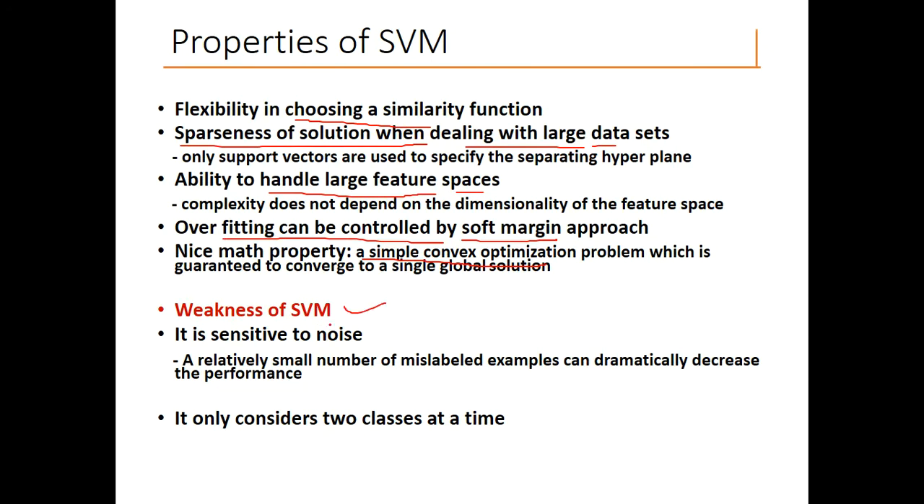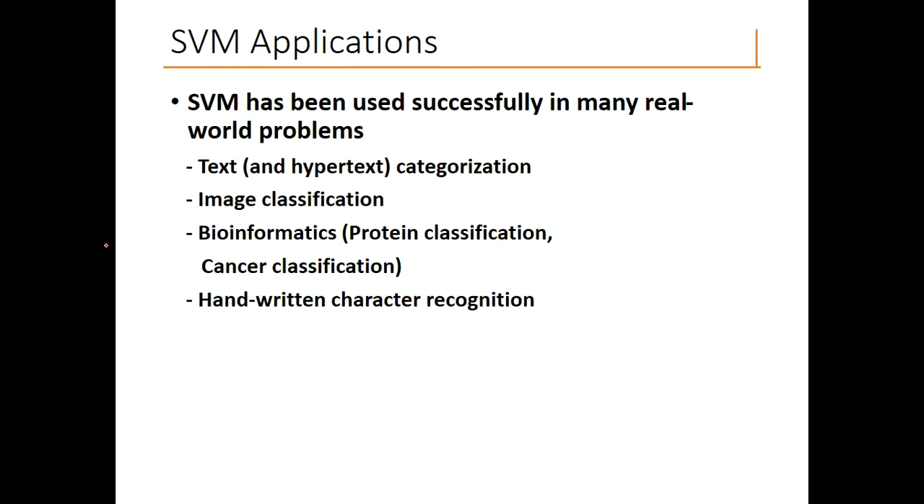There are some weaknesses too. SVM is very sensitive toward noise. It only considers two classes at a time. For multiple classes, you have to build many pairwise models, so that may be a weakness of SVM. There are many applications you can check.